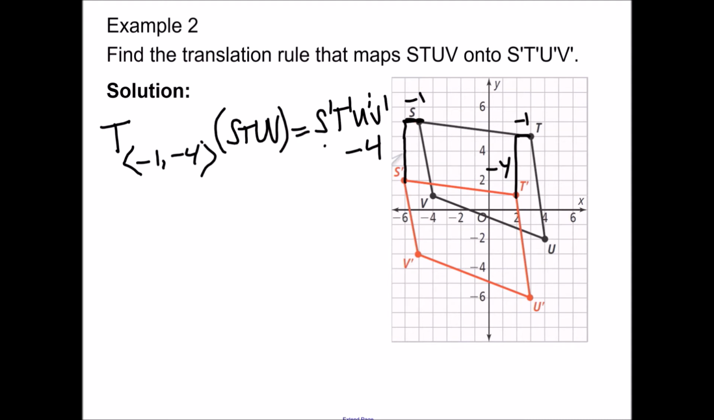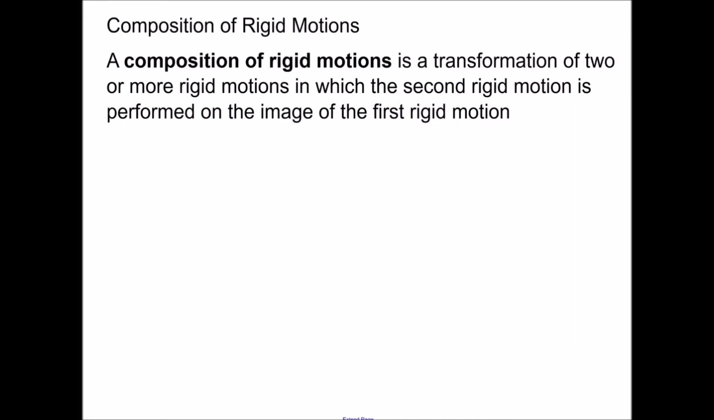Another way of writing the translation rule is using the transformation arrow notation that I mentioned earlier. You take the point (x, y) and transform it by subtracting 1 from the x coordinate and subtracting 4 from the y coordinate. Either one of those is an appropriate way to write the translation rule in this example.